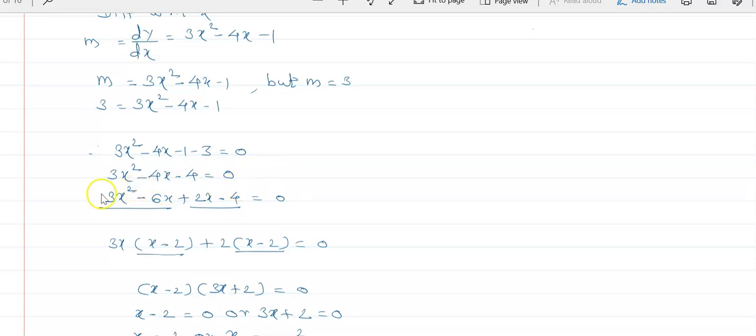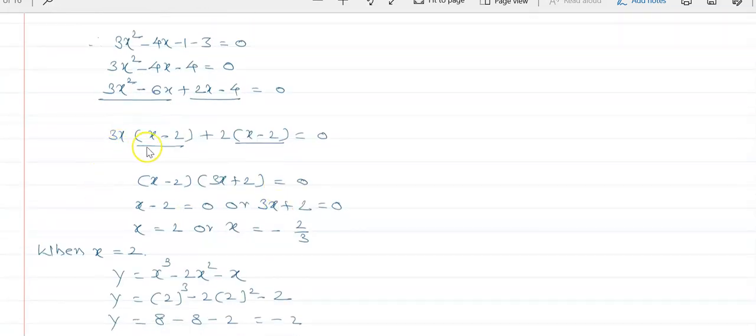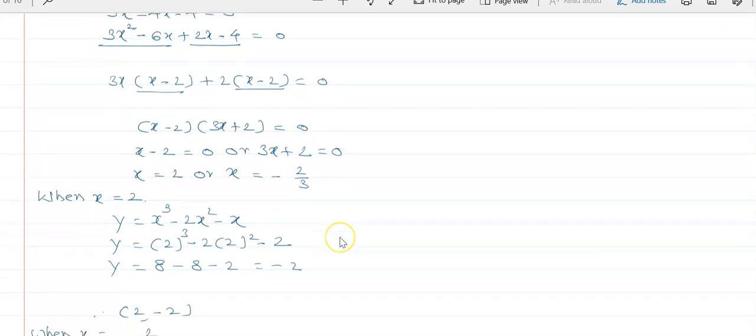Now, factorize this. This is a simple quadratic equation: 3x square minus 6x plus 2x minus 4 = 0. Take the common factors: 3x in bracket (x minus 2) plus 2 in bracket (x minus 2). Then you will get the first bracket (x minus 2), the second bracket (3x plus 2) = 0. Therefore, x = 2 or x = minus 2 by 3.